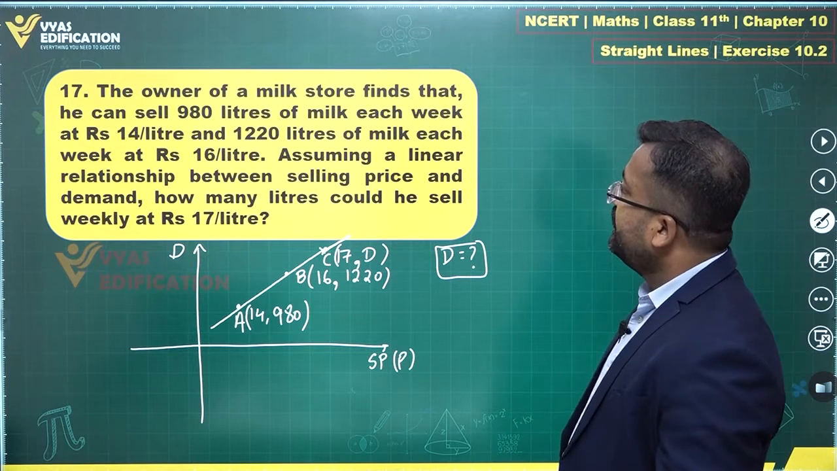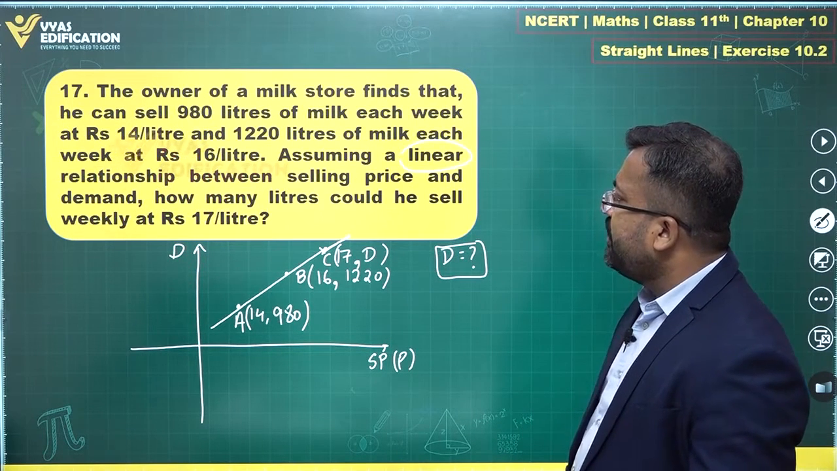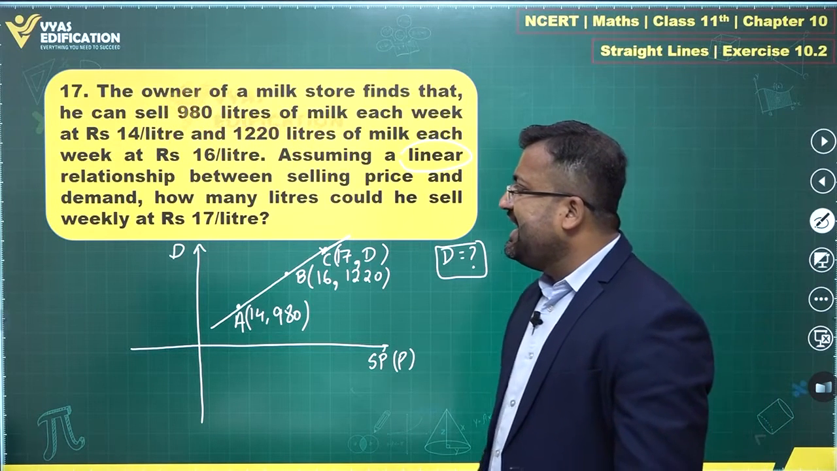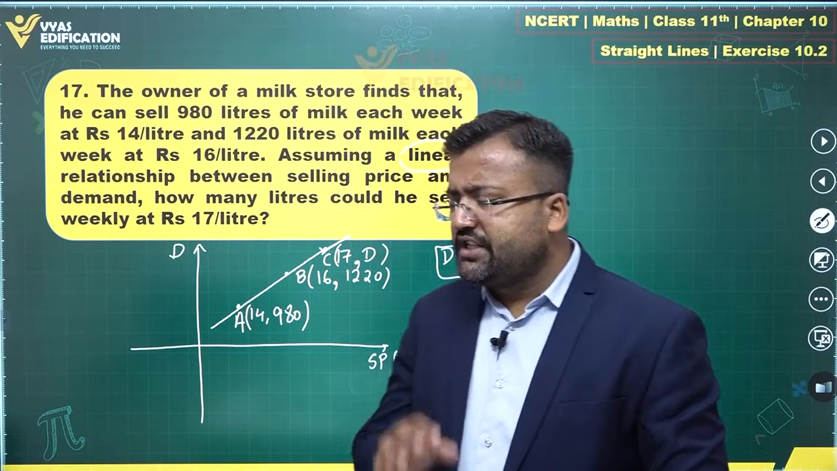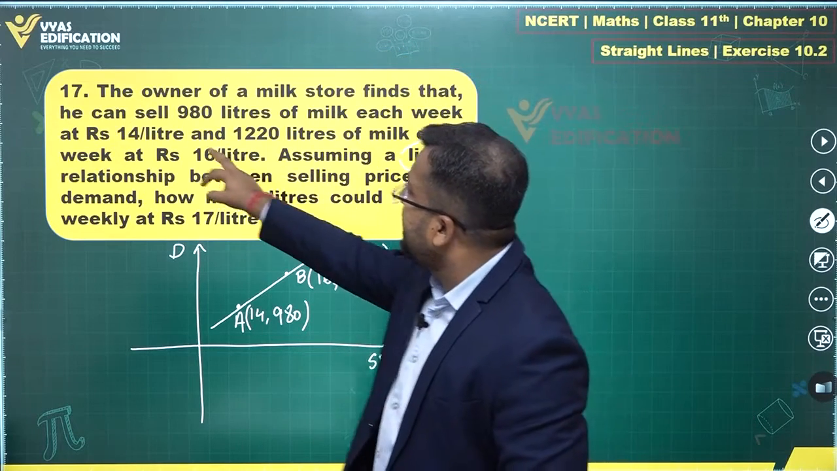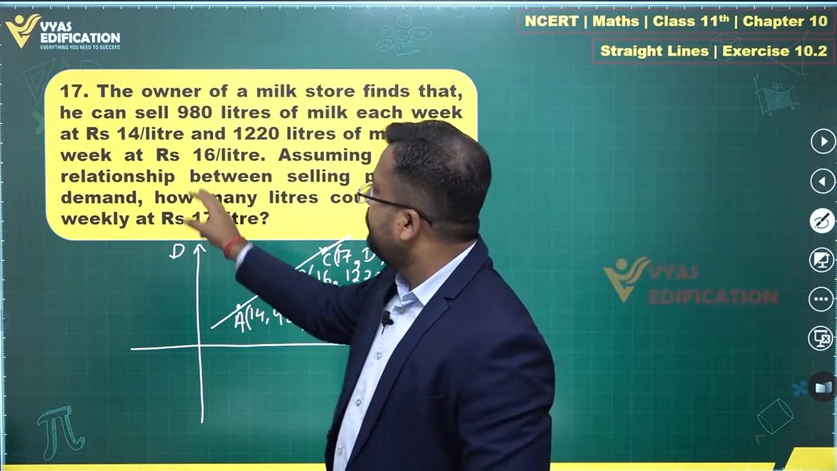Okay. Assuming a linear relationship, that's what the person has mentioned between selling price and demand, how many liters could he sell weekly at rupees 17 per liter? In mathematics, you have to remain consistent with units. If you please observe, volume is in liters throughout, and price is in rupees, right?